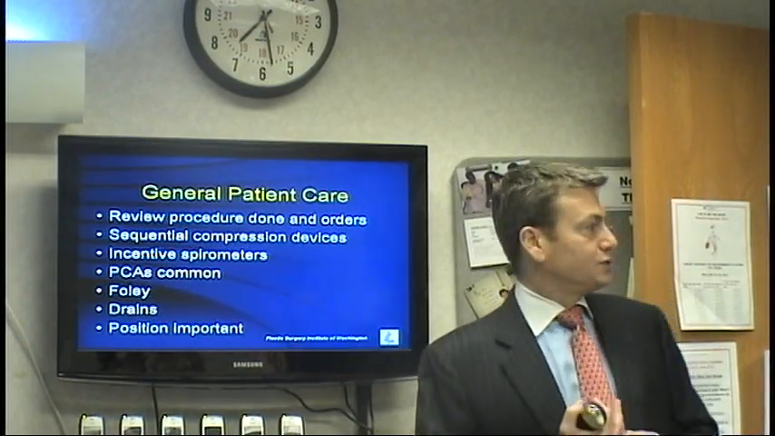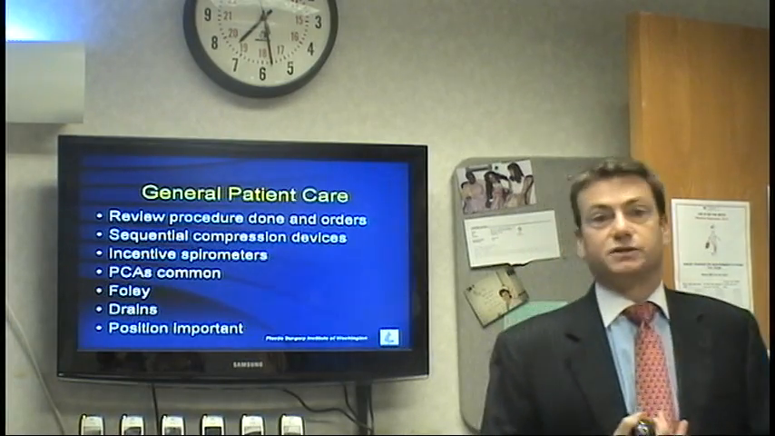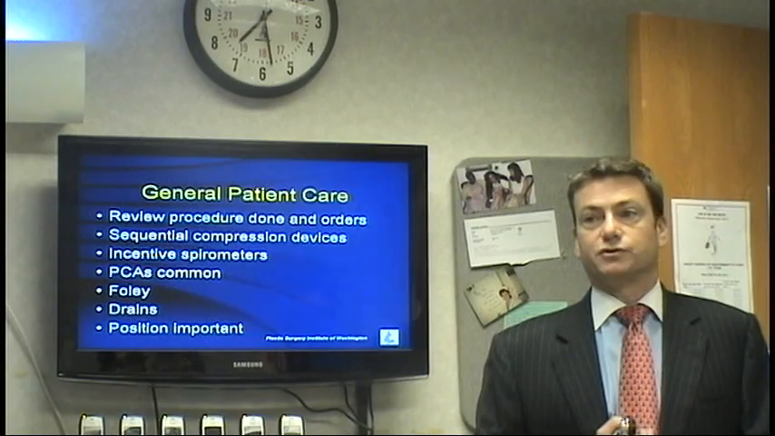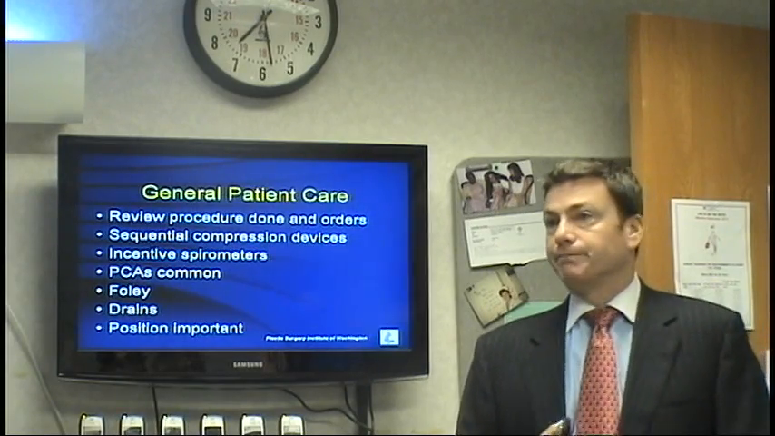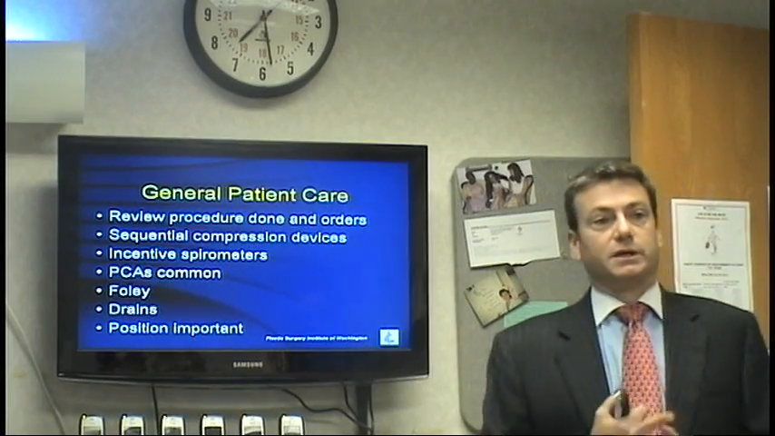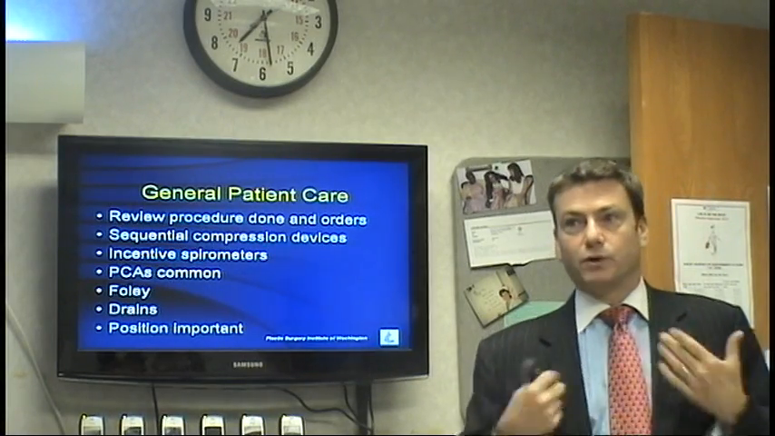A lot of us will use PCA pumps, just because it's a little bit better, a little bit less nausea in the first 12 to 24 hours after surgery. That's a personal thing. Other things, they may have Foley catheters, most will have drains, and then again, position is going to be important. We'll go into some of that.